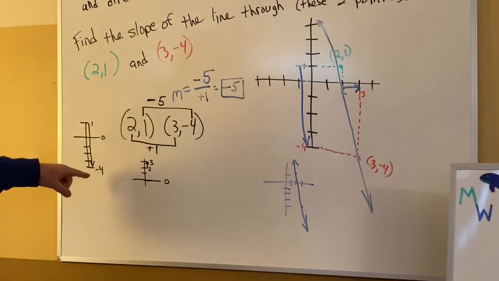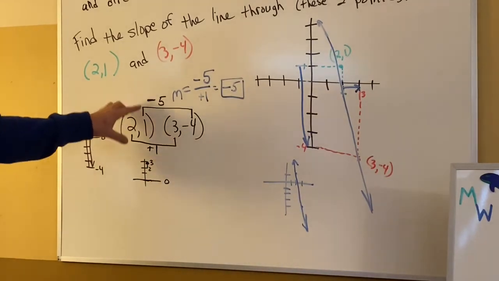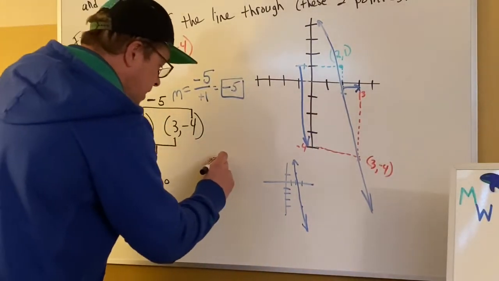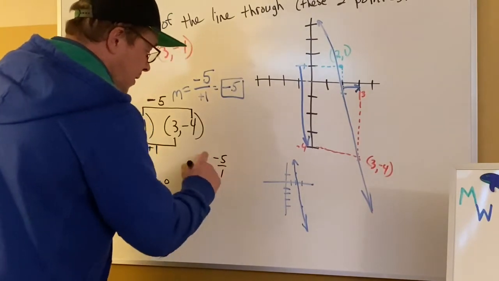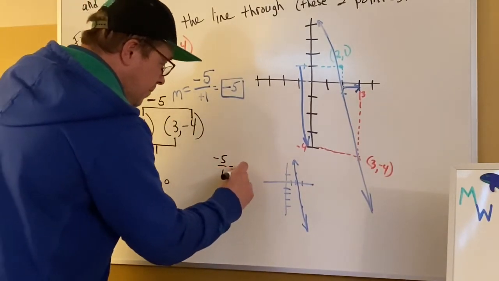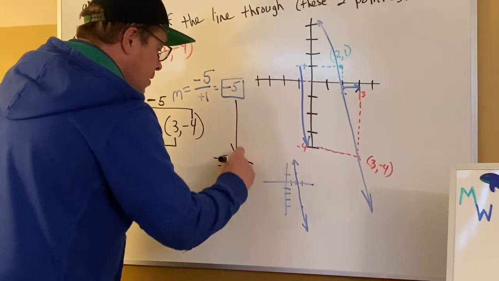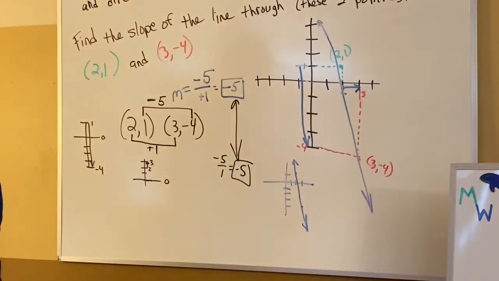This had a long downhill trip of 5, each in their own place. -5 over +1. You just keep them where they are. -5 over +1 gets me -5. You know what that matches? The slope that the graph would give us.